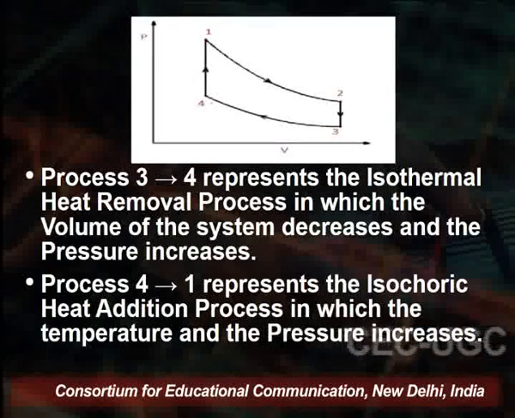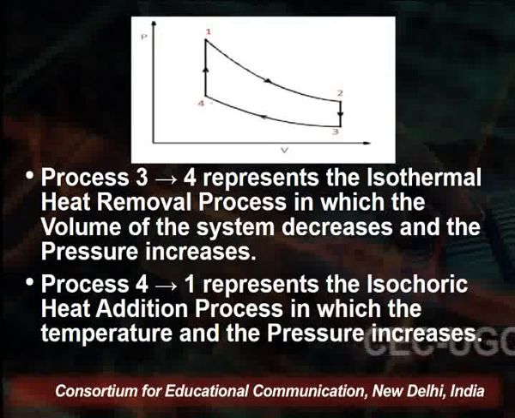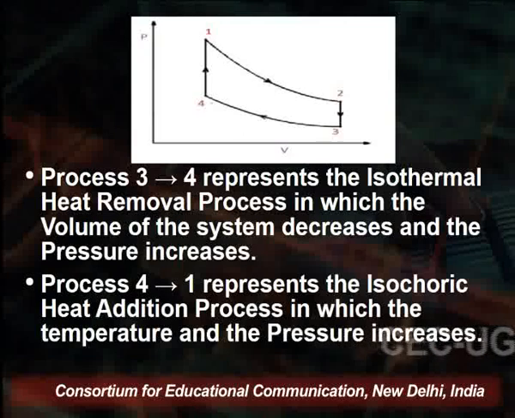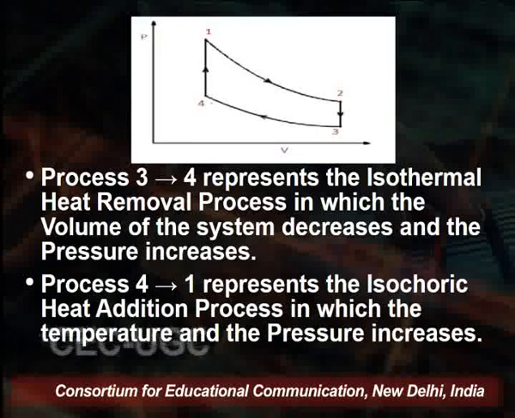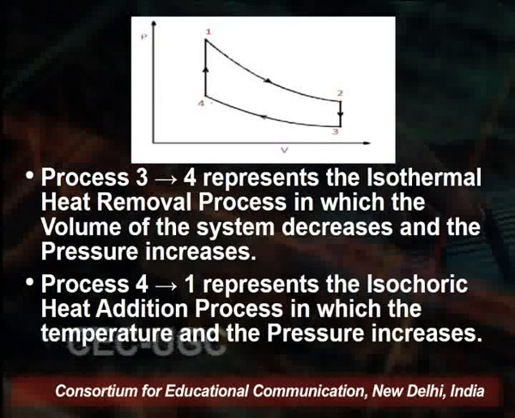Process 3 to 4 is representing the isothermal heat removal process, in which the volume of the system is decreasing and the pressure is increasing. It is occurring at constant temperature. Process 4 to 1 is representing the isochoric heat addition process, in which the temperature is also increasing and the pressure is also increasing, but the volume is a constant. Therefore, from 4 to 1, again the work done is going to be 0.